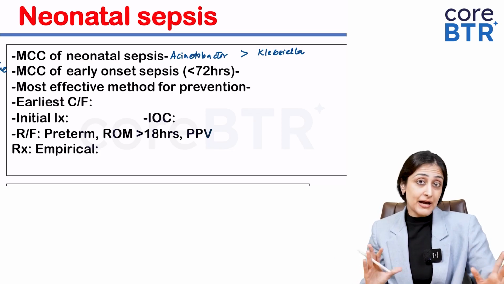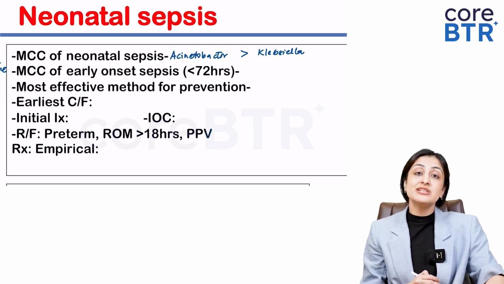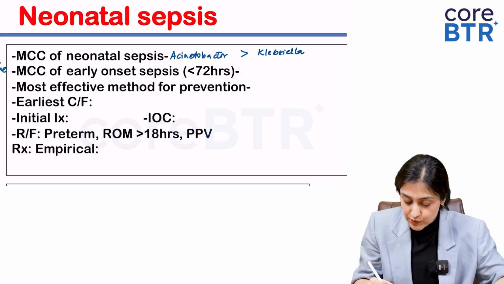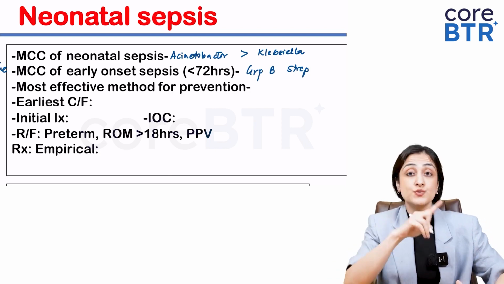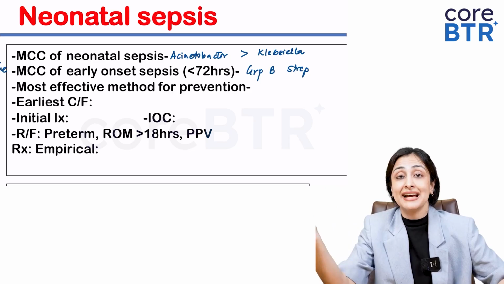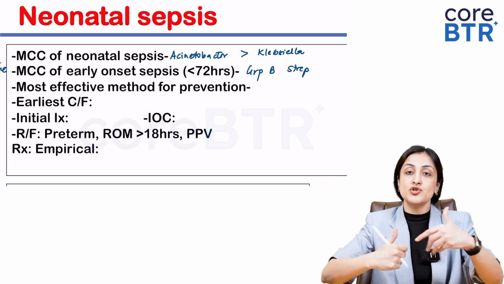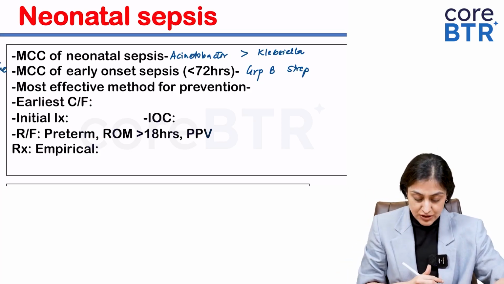So you can remember gram negative, right? But early onset, which happens within 72 hours, is overall universally group B strep, because this comes from the mother's vagina, and that's why it will present early. Anything else will take time to be caught first from the hospital and then present. So that's why early onset everywhere is group B strep.